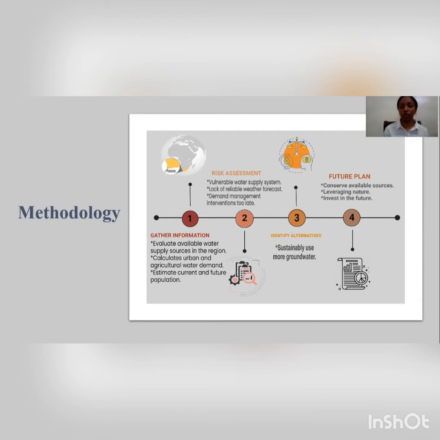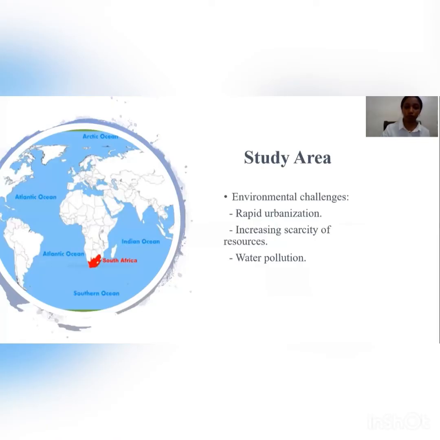So instead of depending on one source, we want them to have variable sources. For example, we gave an example of groundwater use. In the fourth stage, we future planned. We wanted to conserve the available sources and invest in the future by promoting the methodologies that we have learned throughout this course to conserve more water.